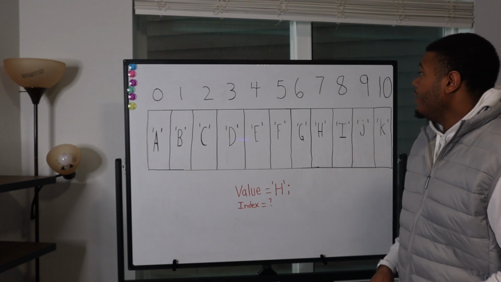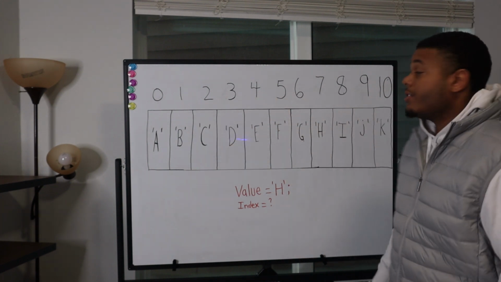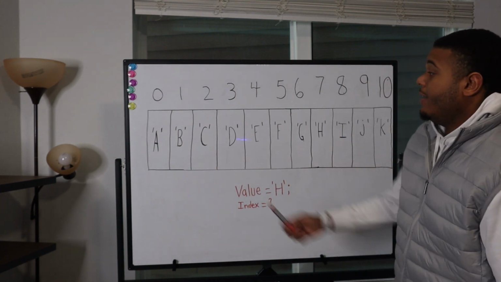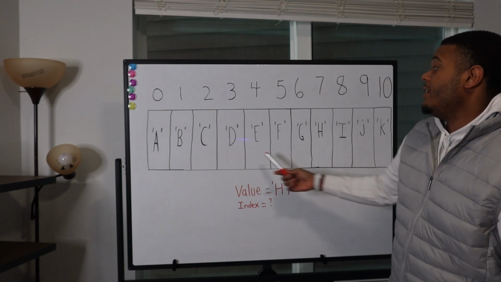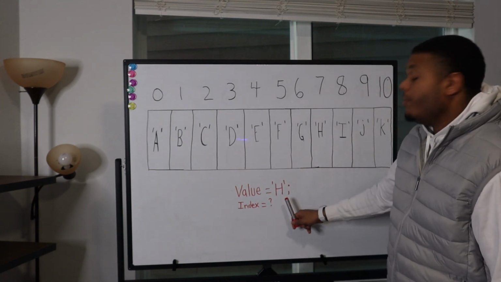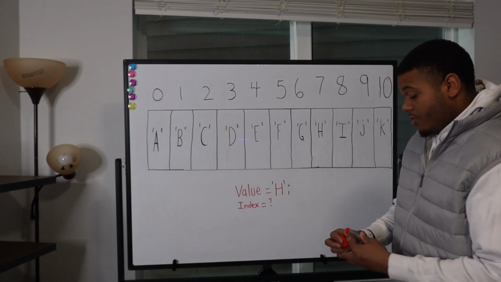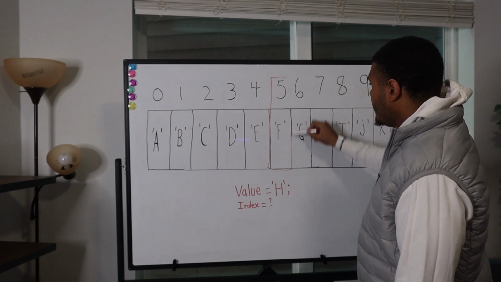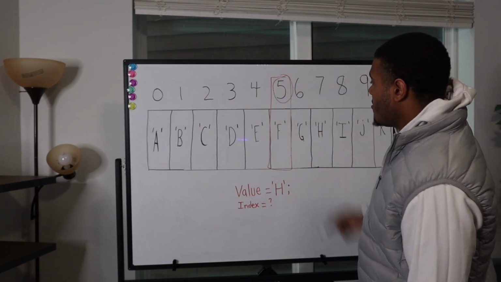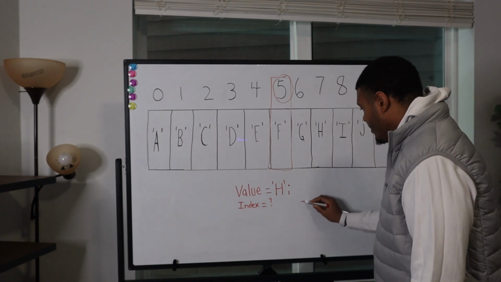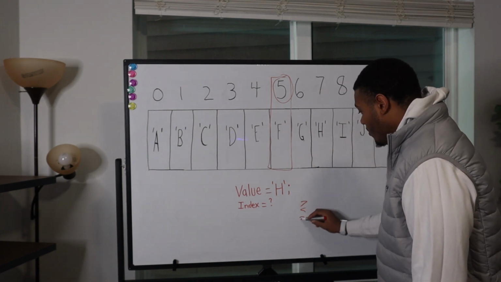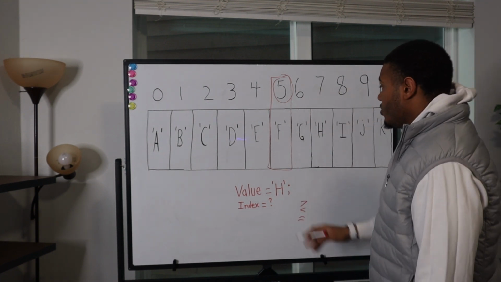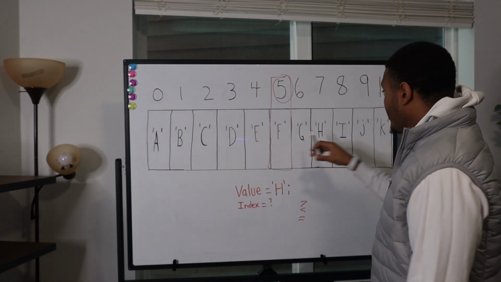Hello and welcome to the board. As you see, we have 11 numbers in our array, starting off with 0, 1, 2, 3, 4, 5, 6, 7, 8, 9, 10. And we have our letters of the alphabet A, B, C, D, E, F, G, H, I, J, K. And we're looking for the value H using binary search. As I said, we're going to start off from the middle, which is index 5. And we're going to see, is it less than, greater than, or equal to H, which is index 7. So we see that it is less than H.